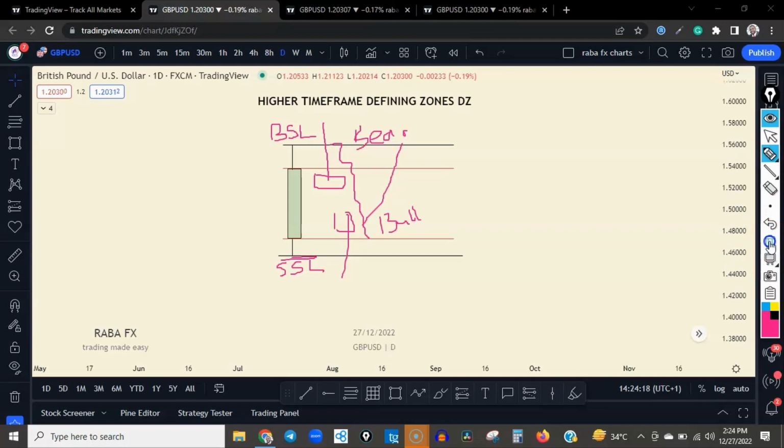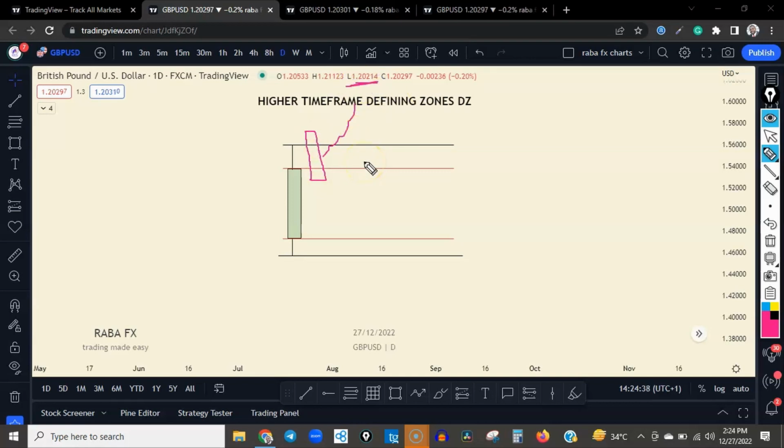Now, to trade an early indication, meaning if you have a daily candle closes above this, you can start looking for what? Bullish move up to a certain level, which I will show you in later videos.